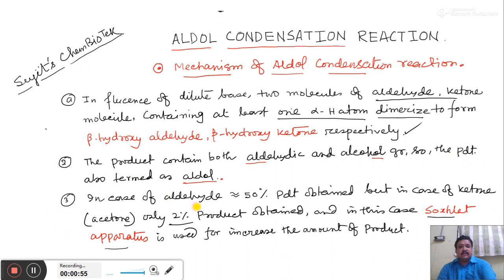In case of aldehyde, 50% product is obtained. But in case of ketone like acetone, only 2% product will be obtained. And in those cases, Soxhlet apparatus is used to increase the amount of product.